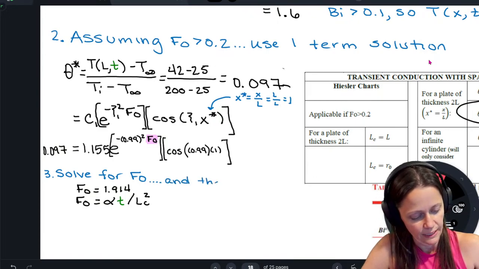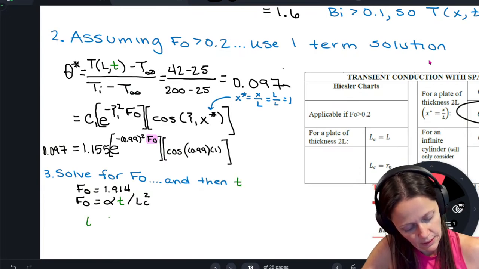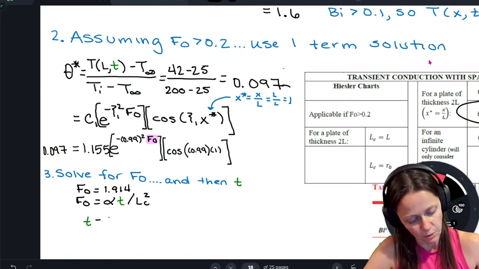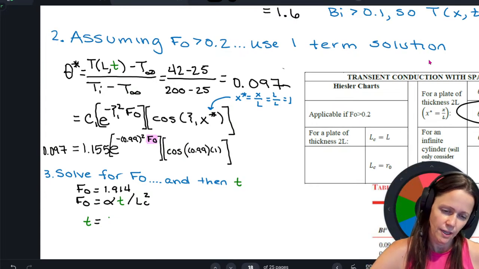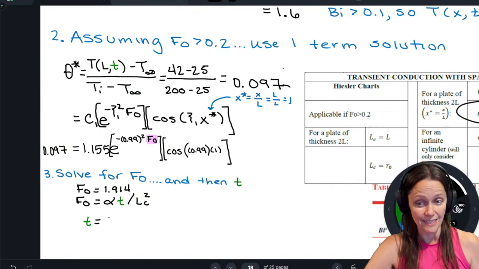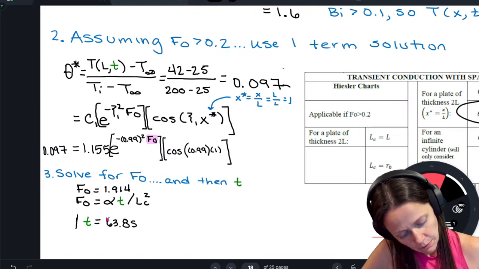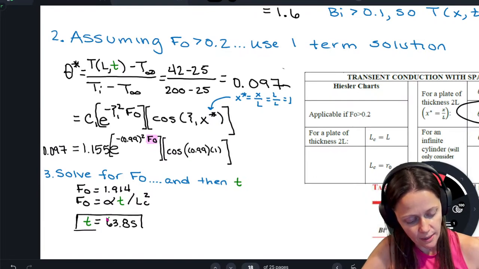And then we get to find t. So we have the thermal diffusivity that's given to us, and I end up getting a time of 63.8 seconds. Perfect. So that's part A.